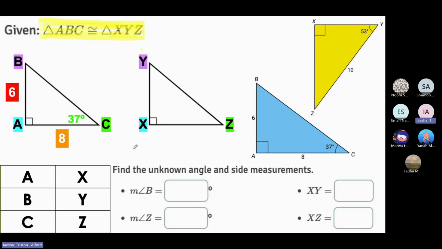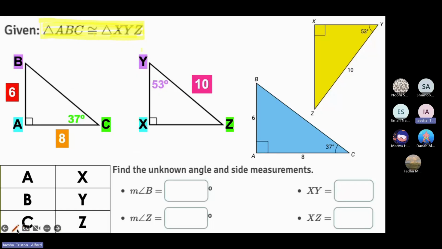Anything between X and Y? No. Anything between Y and Z? Yes, 10. Anything between X and Z? No. Inside the triangle, we know X is a corner. Angle Y: 53 degrees. Anything for angle Z? No. So what do I know?